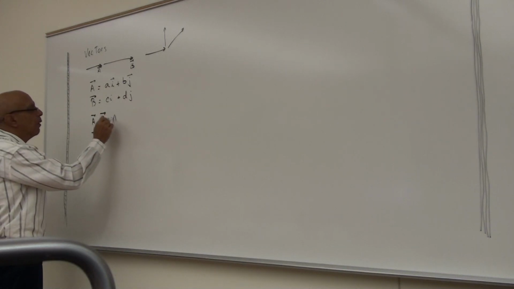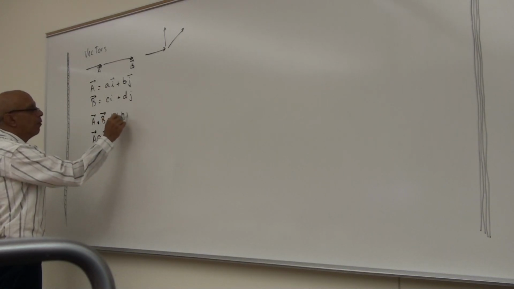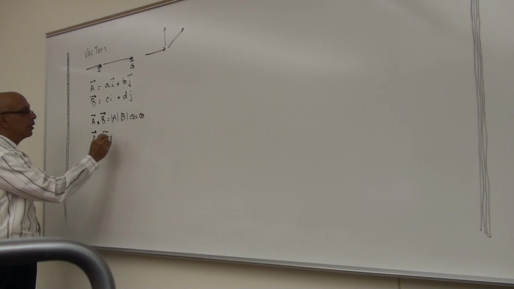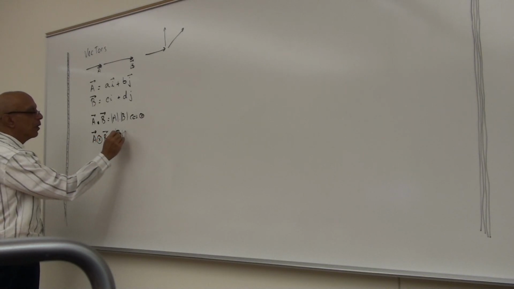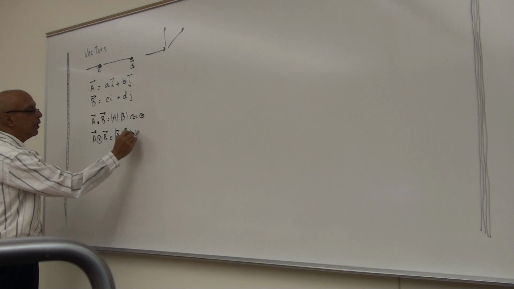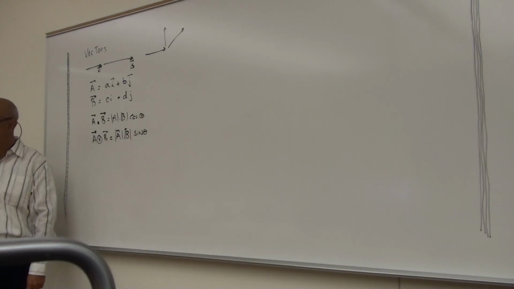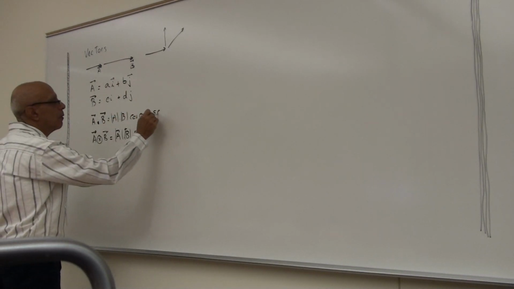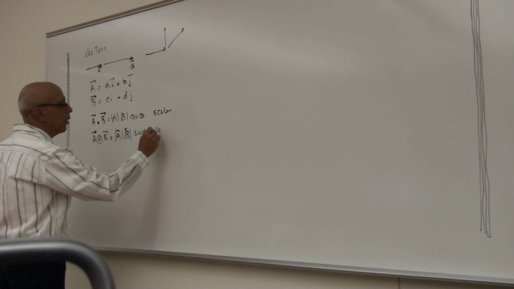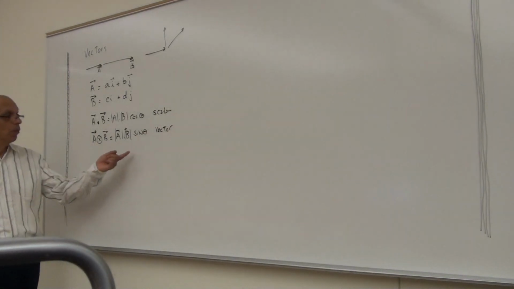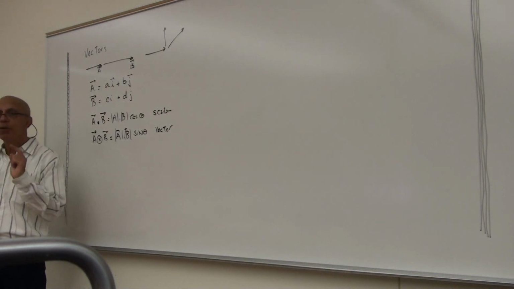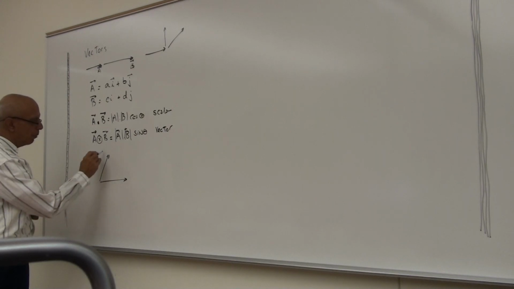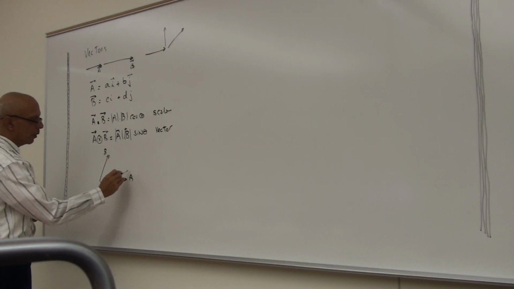So for the dot product, I have the magnitude of A times the magnitude of B times cosine theta, the angle. And for the cross product it is going to be A times B times the sine of theta. Now, this is a scalar, and this here is another vector. But what is the direction of that vector? Well, the direction of that vector is determined by what I call the right-hand rule, okay?